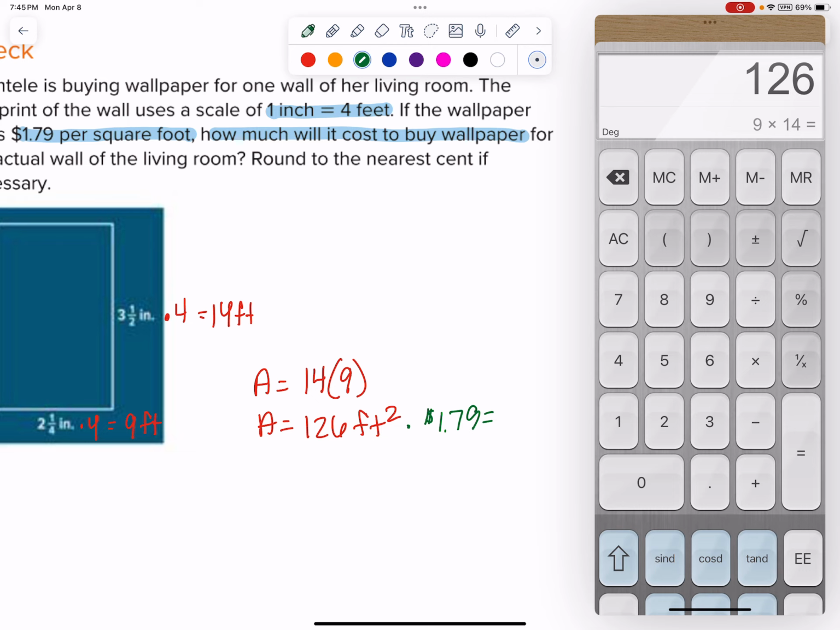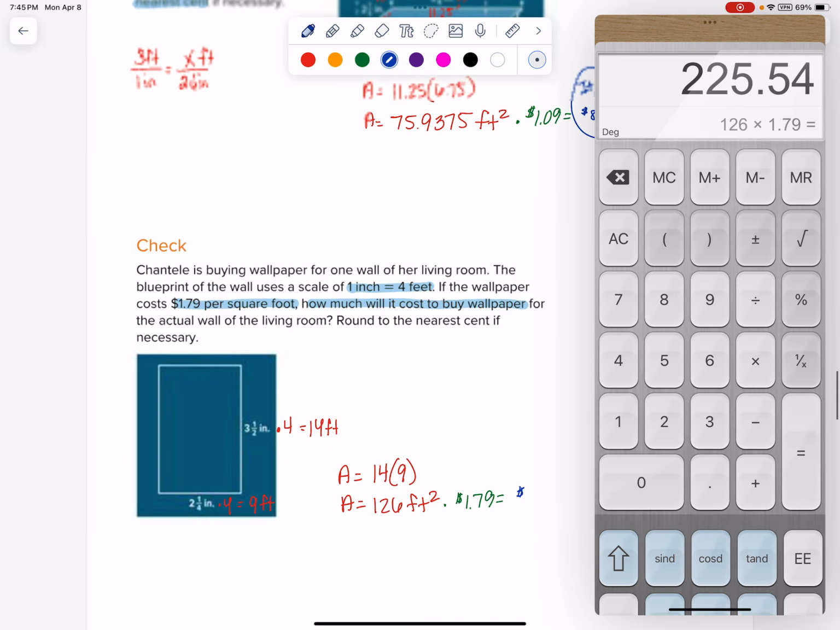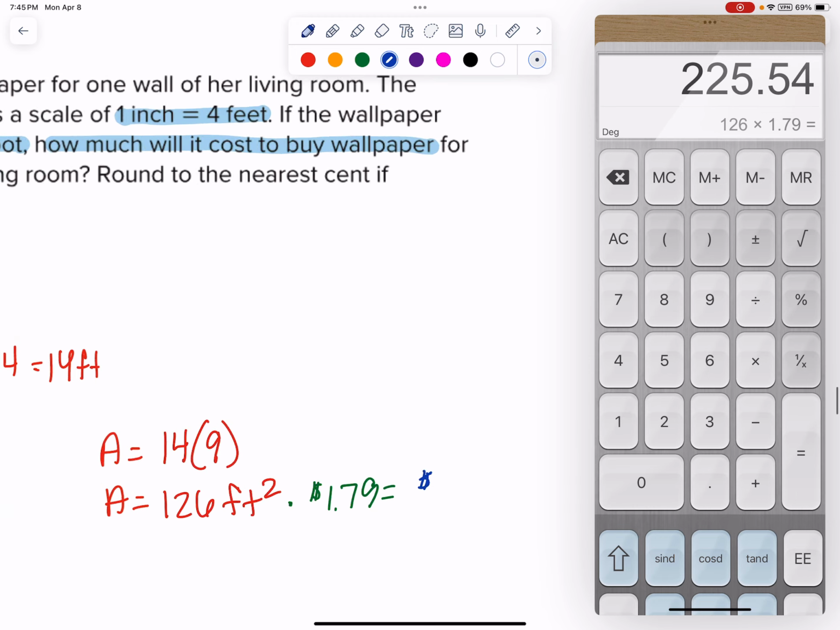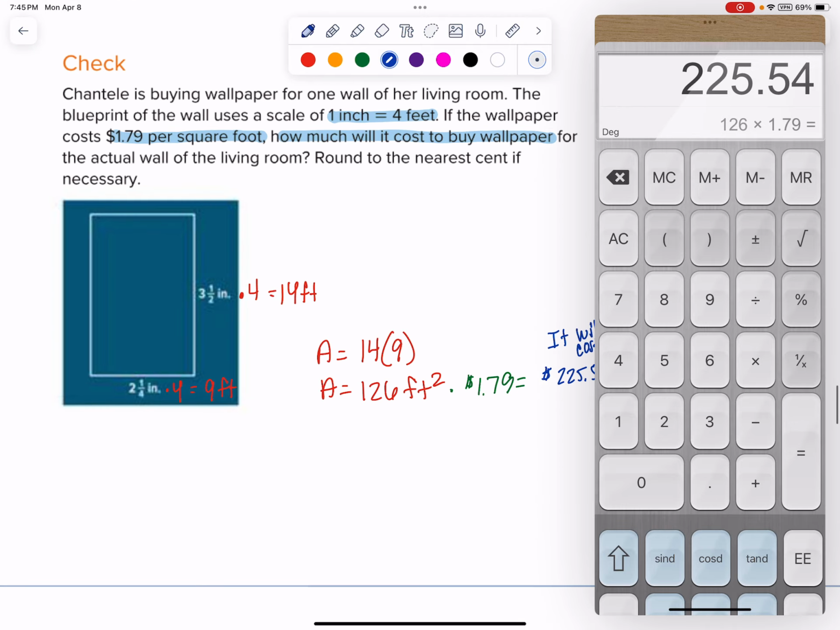So how much is it going to cost? So times $1.79 equals, round to the nearest cent. And we have, how much will it cost to buy wallpaper? It will cost $225.54. And there you go.